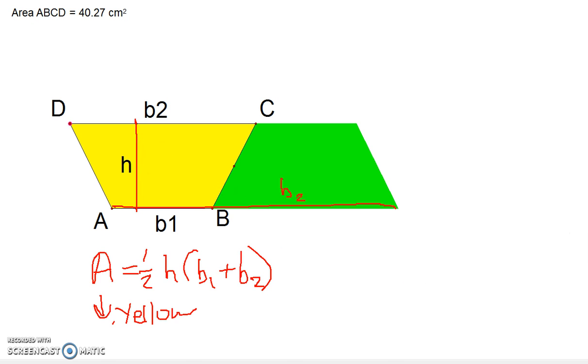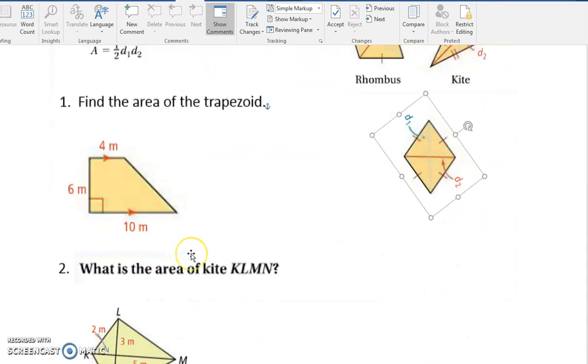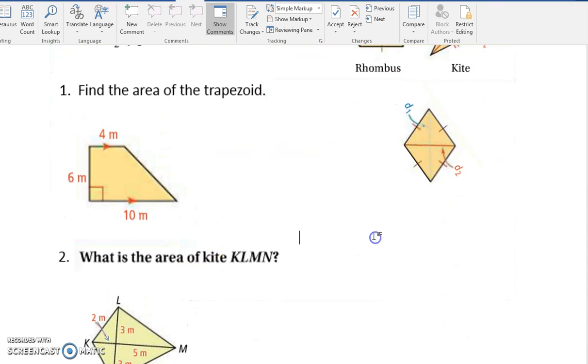Before we lose that formula, let's go back to our notes here. I've got to get my mouse. There we go. Let's look at our first example. It says find the area of the trapezoid, and if you notice, we have some markings here. We can tell that this is a base and that's a base because they have these two arrows. That means that they're parallel to each other. And then our height right here is 6. It goes at a right angle, so that's what we're looking for there.